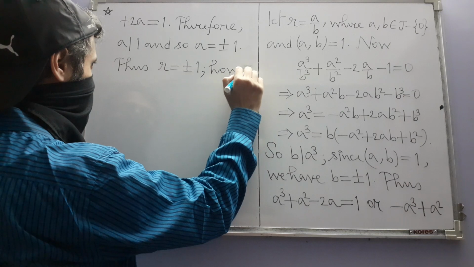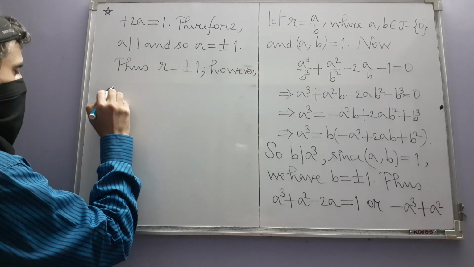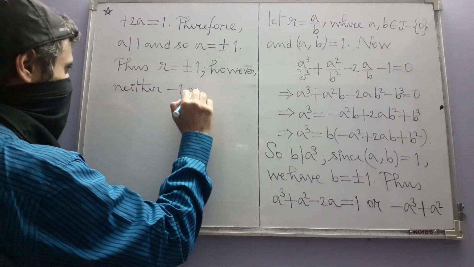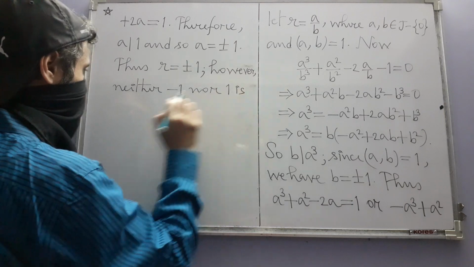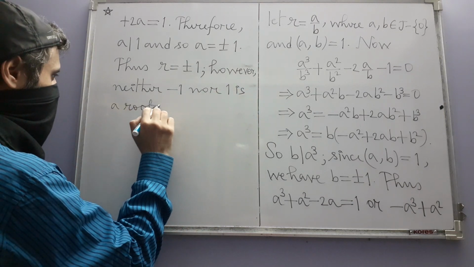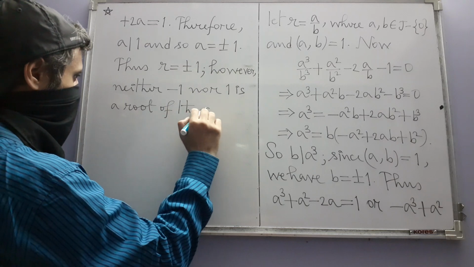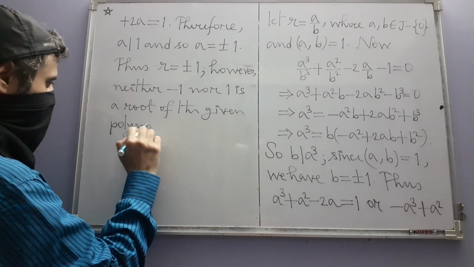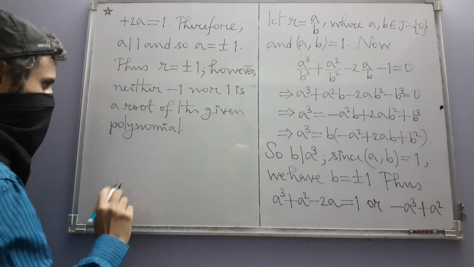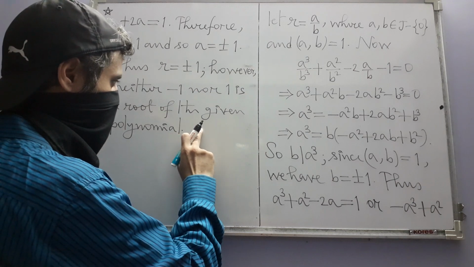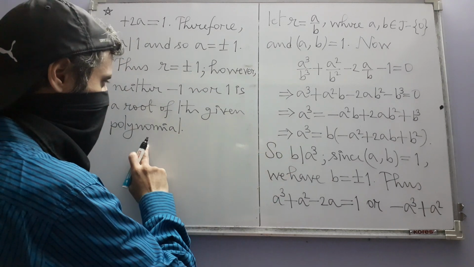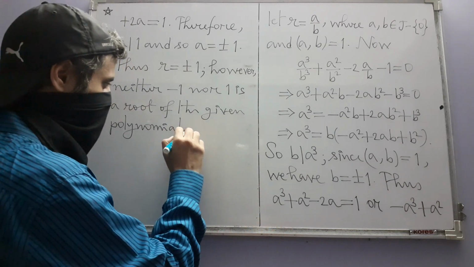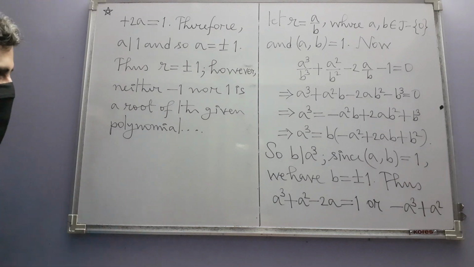However, neither minus 1 nor 1 is a root of the given polynomial. So the rest is same. So our supposition is wrong, i.e. the given polynomial must be irreducible over Q. So that part of course I am not writing. So this is our solution.